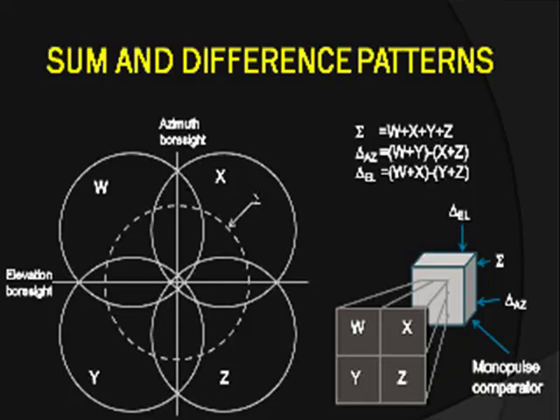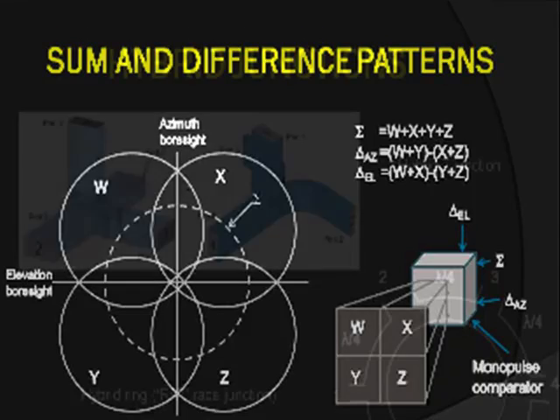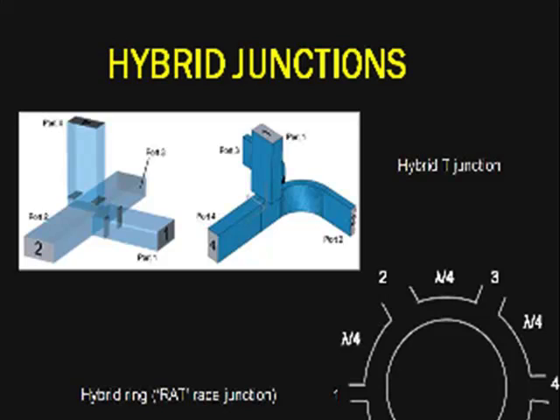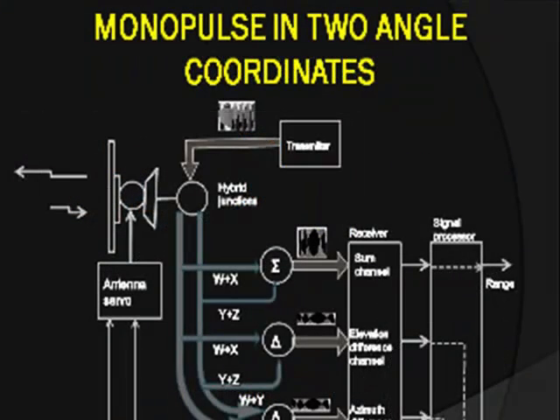What are the inputs? The inputs from the feed horns will be given to the hybrid junction. So, with the 2 inputs, there can be 2 outputs. One output is the sum channel, the other output is the difference channel. So, using these types of hybrid junctions in 3 numbers, we can get both angle and range information with a single pulse. If all the 4 received signals are combined, A plus B plus C plus D, then we get the sum signal used for range.